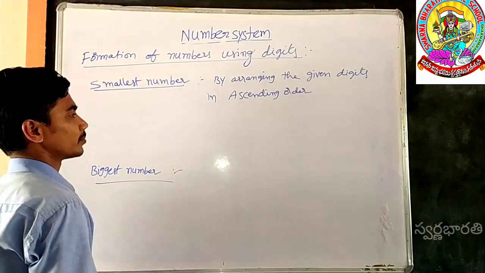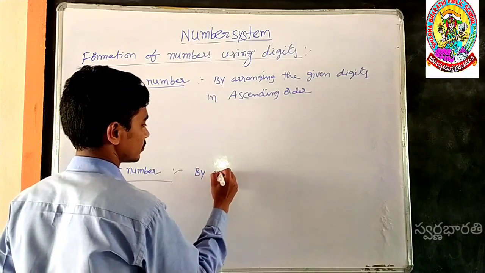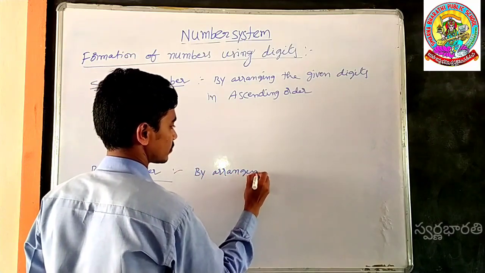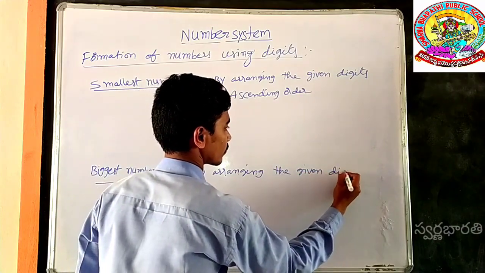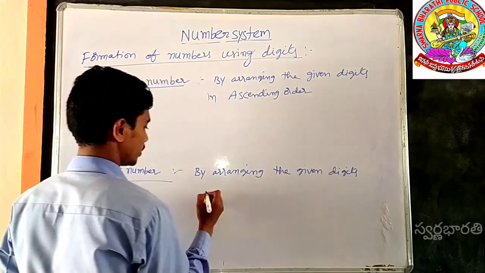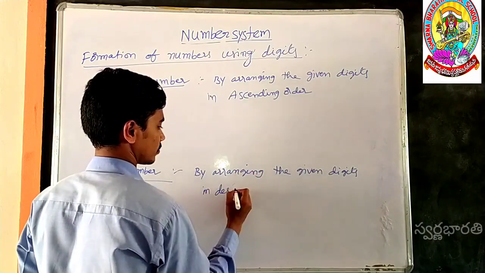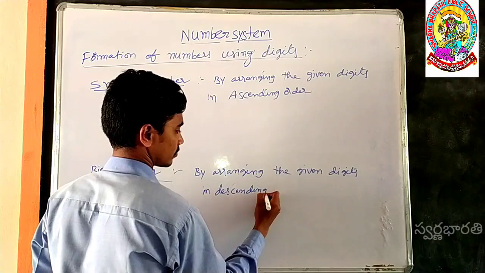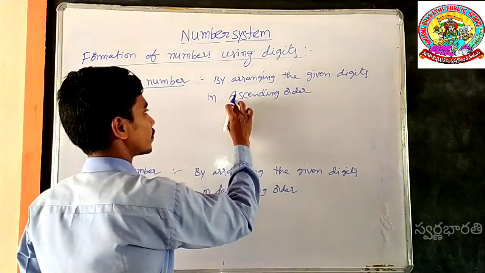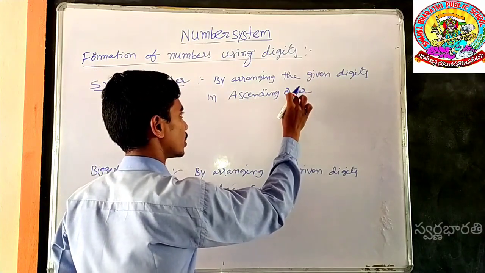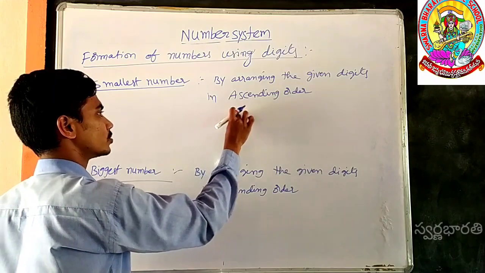Here, biggest number. How can we form a biggest number? By simply arranging those given digits in descending order. Descending order. Already before I explained about ascending order. What is meant by ascending order? Arranging the numbers from smallest to biggest.